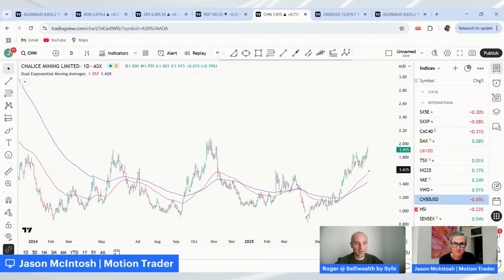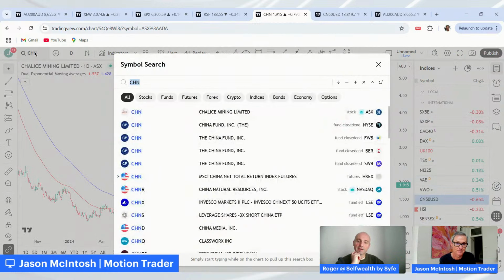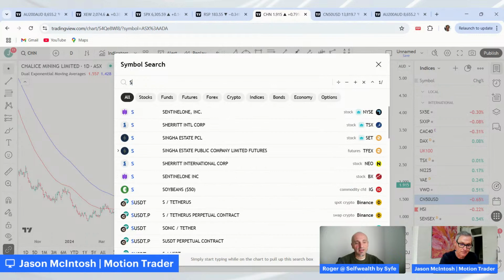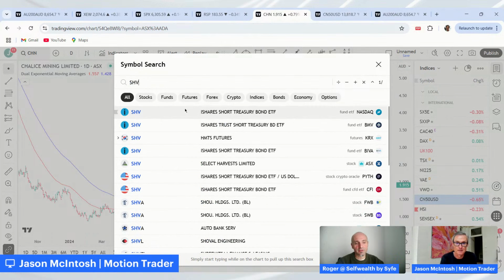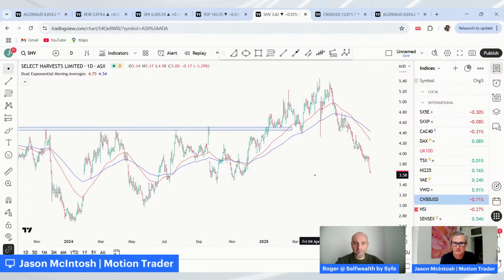Of course. All right, now we're going to go to the opposite. Mike is a new member of yours, I believe. He's asking about the reasoning behind SHV being stopped out yesterday, being a big Motion portfolio holding. I don't expect an almost 35% drop from the high before the stop loss.